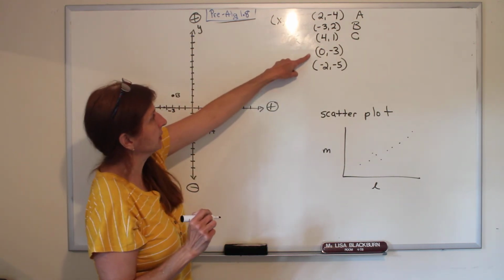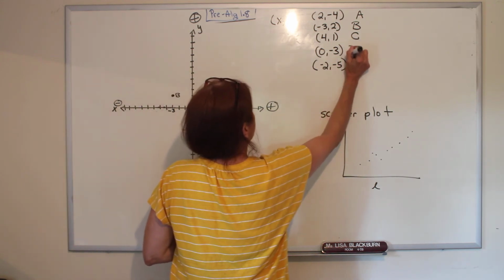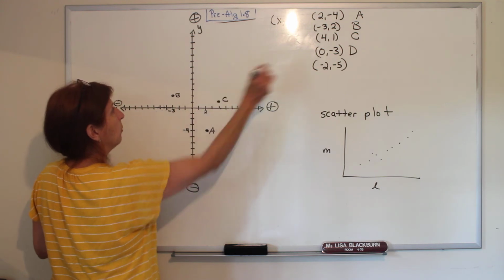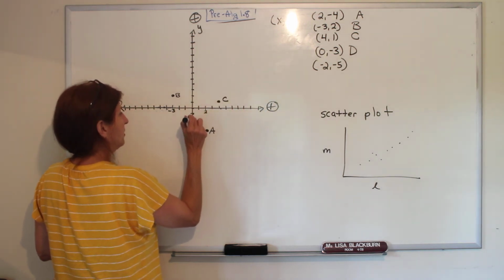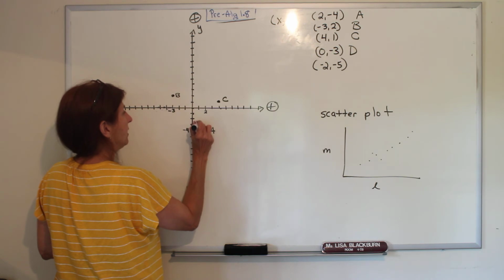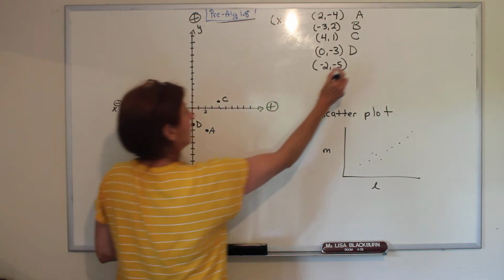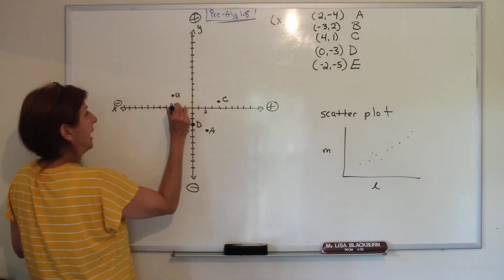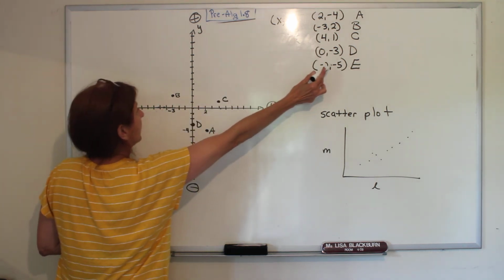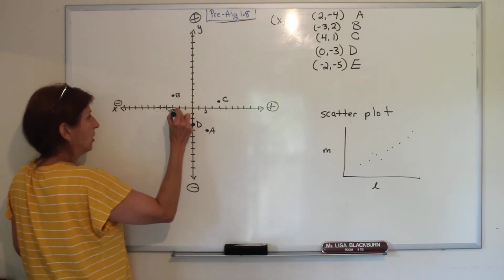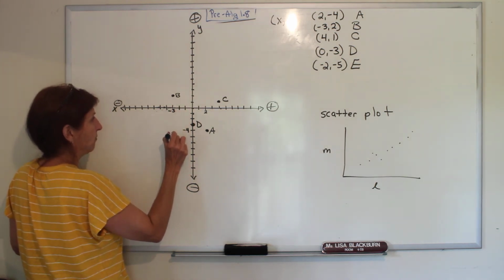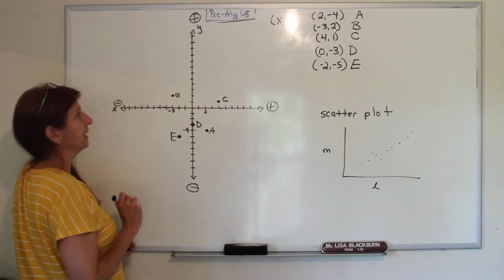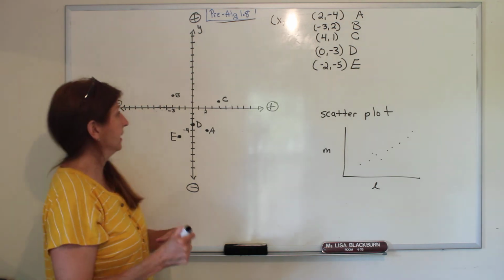Okay, now let's do this one. We'll maybe call it D. 0 for the x, so we don't go left or right, but y is -3. 1, 2, 3. There's our dot for D. Okay, how about this one? It can be E. Negative 2 for x, so we go back 2, and negative 5 for y, we go down 5. 1, 2, 3, 4, 5. That looks like it's in the right place. And there's E.